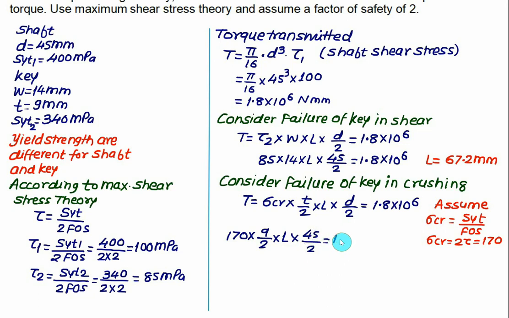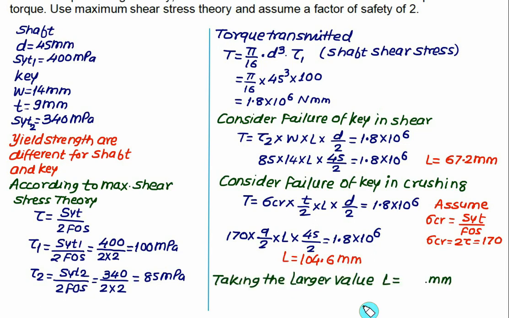On the right hand side, we have 1.8 into 10 to the power 6. So on the basis of crushing, we will get the length L is close to 104.6. For safety purposes, you have to always select the larger of the two values. So taking the larger value of L, we have required length of key is 104.6 mm, or we can approximate it as 105 mm also.